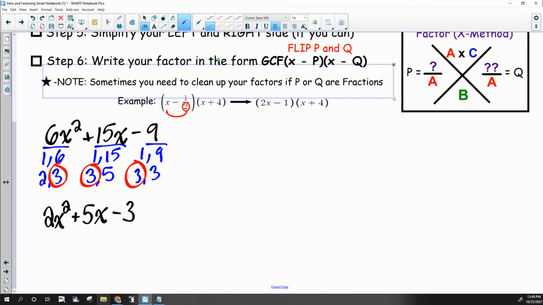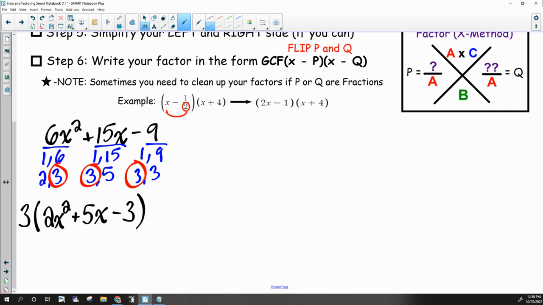Now the GCF doesn't just disappear and go away. It's still a part of our problem. So we throw it out front. It's still there. It didn't just disappear. If you wanted to draw your rainbows and distribute the 3 through, it would go back to where it was. Okay, that is step 1. Go ahead and go up to the top and check off step 1. Done. It feels good to do it.